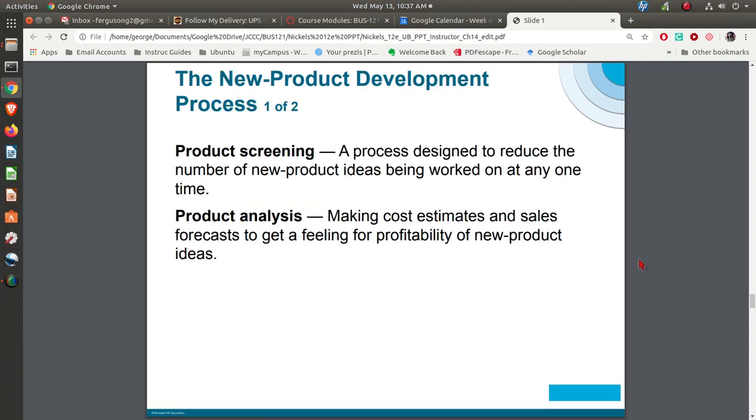In your new product development process, you're going to have screening and analysis. What you want to do is not have too many products that are in development at any one point in time.